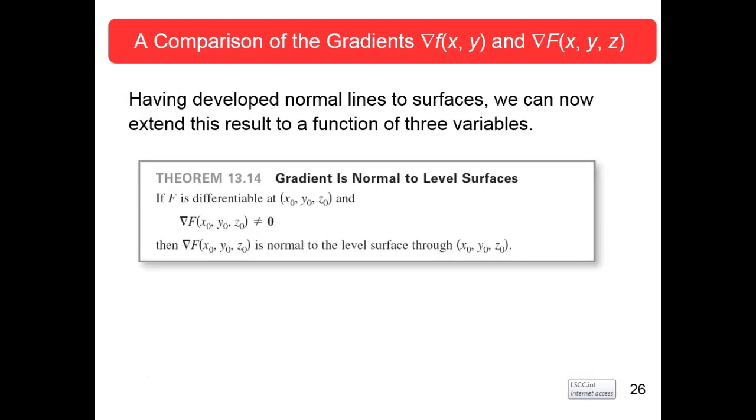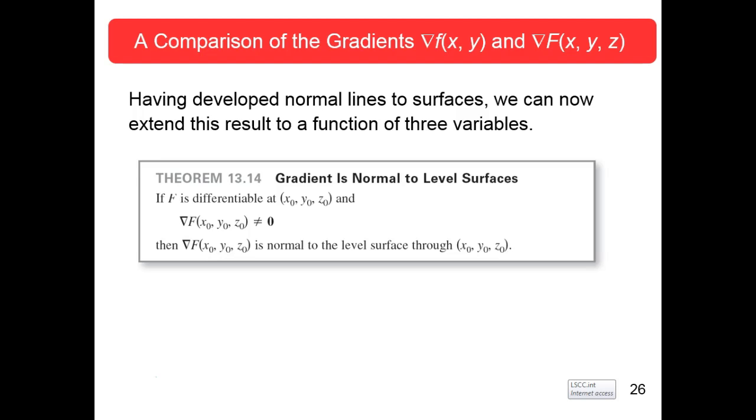Okay. Having developed normal lines to the surfaces, we can now extend this result to functions in three variables. The gradient is normal to the level surface. Okay. F is differentiable at x0, y0, z0, and del f, the gradient of f, is not the zero vector. Then the gradient of f is normal to the level surface through x0, y0, z0. Okay? Now think again, the normal surface, they have been calling a plane. It doesn't have to be.